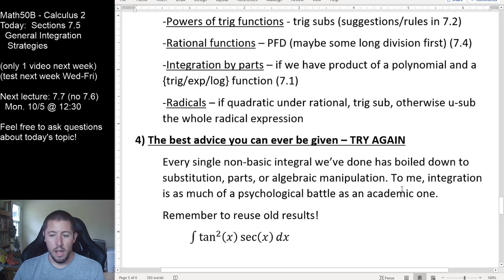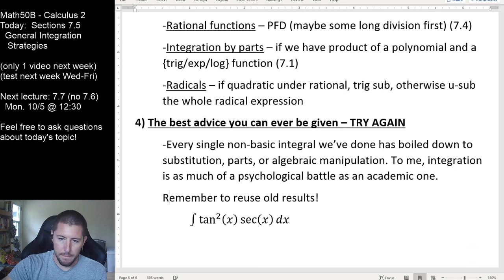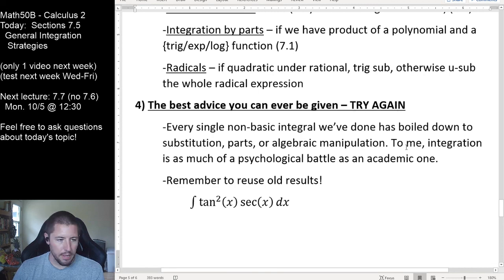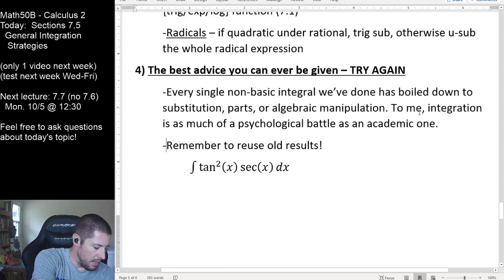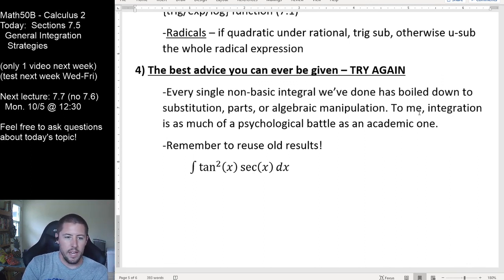And the other comment that goes with this, I guess these are sort of my bulleted hyphens, is remember to reuse old results. Sometimes people get stuck being like, well, that just got me to another place I can't go. Remember to reuse old results. The book gives this little brief example right here of just saying that, you know, don't forget that we can.